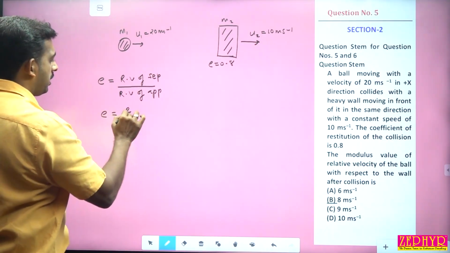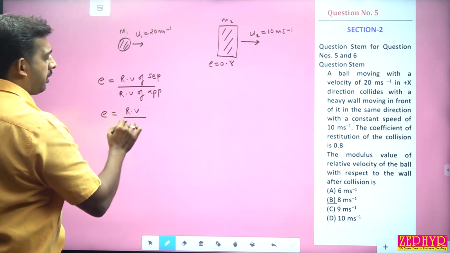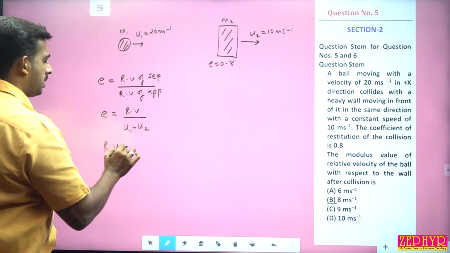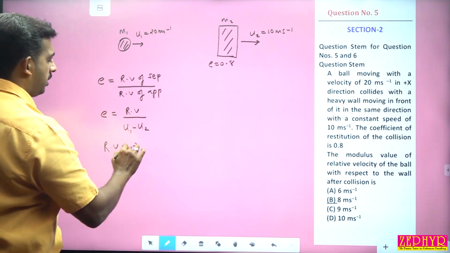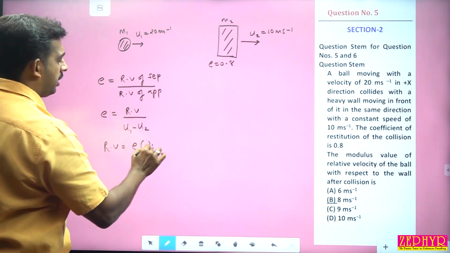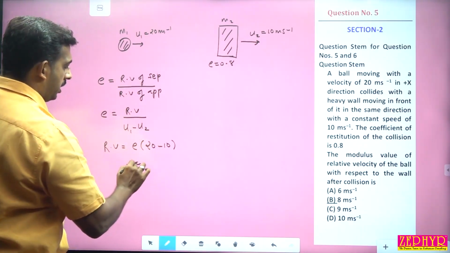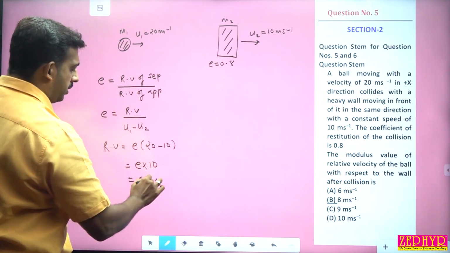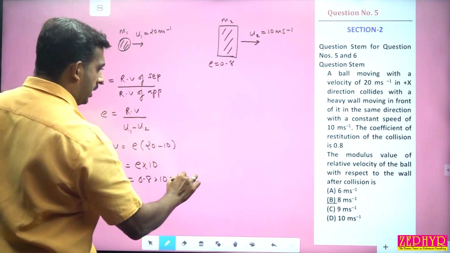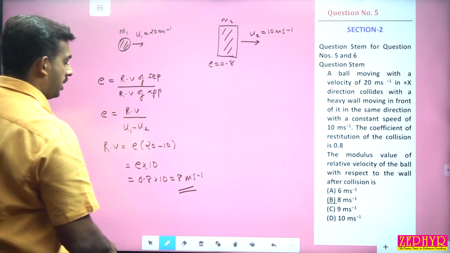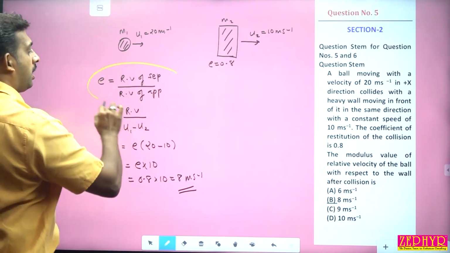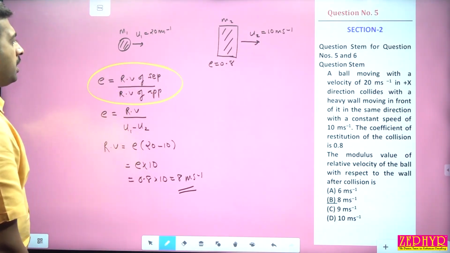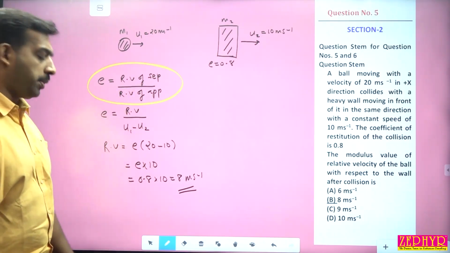Relative velocity of separation divided by relative velocity of approach, that is u1 minus u2. So what is the relative velocity of separation, that is after collision? e into (u1 minus u2). u1 is 20, u2 is 10, so we'll be getting e into 10. What is the e value? 0.8 into 10. So the answer is 8 meters per second, the relative velocity after collision. So this is the equation to be remembered: e equal to relative velocity of separation by relative velocity of approach.